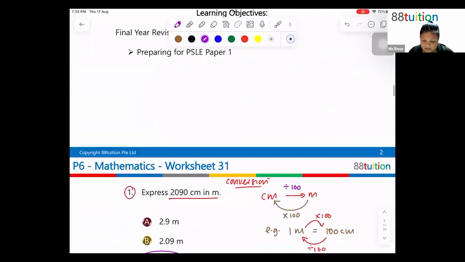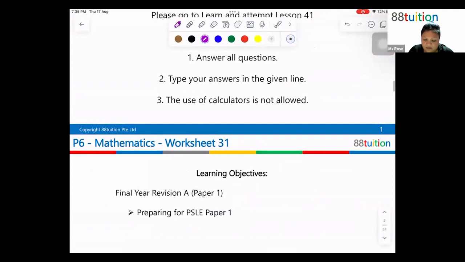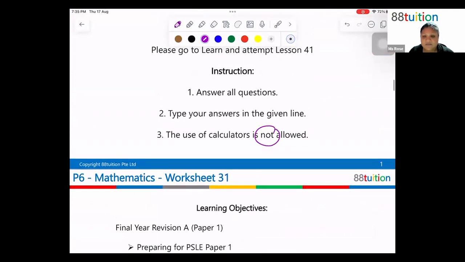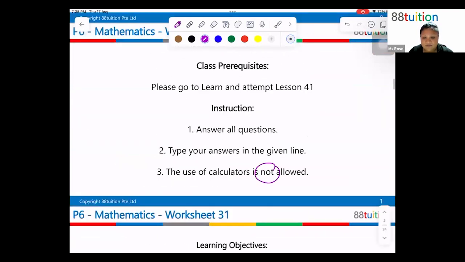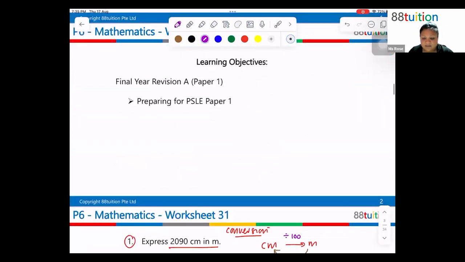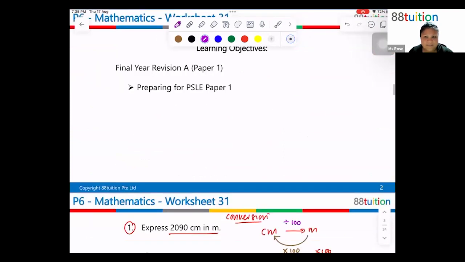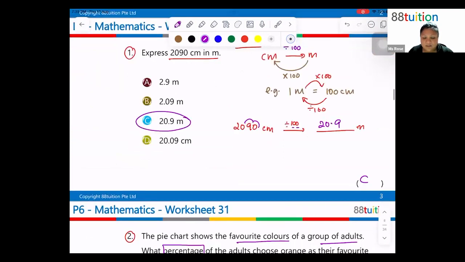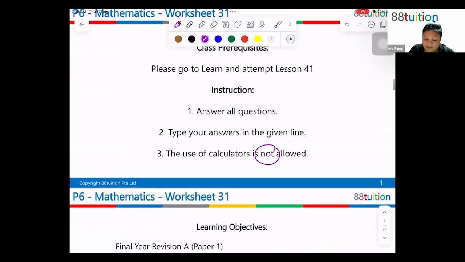Calculators will allow. Oh, not allowed. Okay, again, calculation is not allowed. Calculator is not allowed. In your worksheet, is it on the portal? Okay, I will check on this. All right, thank you.